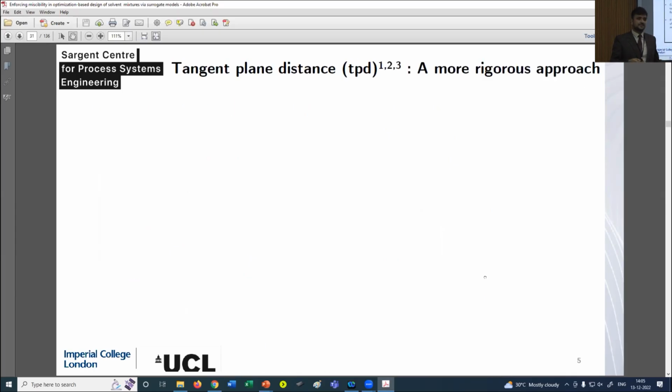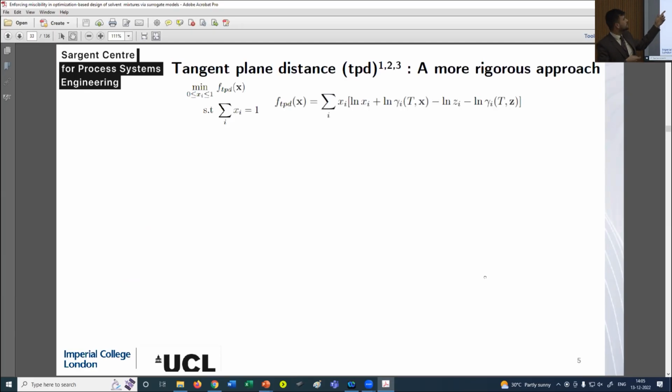Another way that we can check for miscibility is using something called tangent plane distance. I say this is a more rigorous approach because it is both a necessary and a sufficient condition to check for miscibility. Tangent plane distance can be formulated as an optimization problem as shown here, and I'll explain what this is. In this problem, we are trying to minimize this function F_TPD of x, which is shown here. In this function, we have x_i, which is the trial phase composition of the component i in the system. Then we have gamma_i, which is the activity coefficient of the component i in the system.